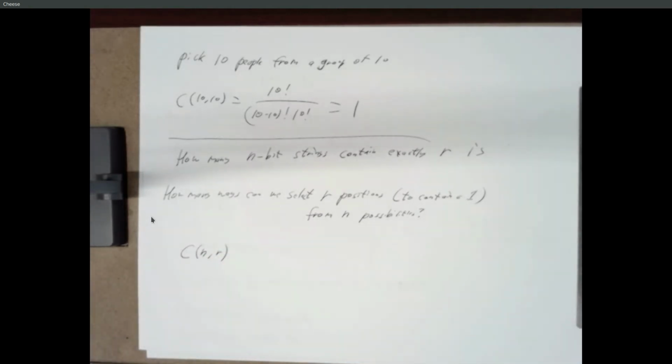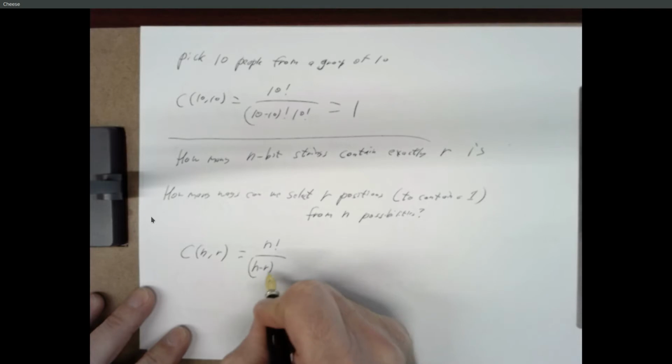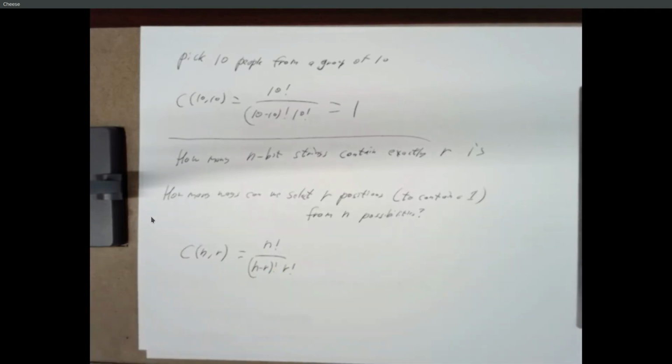And the order that we pick these r positions doesn't matter. If I say I'm going to put a 1 in bit positions 3, 4, and 7, that's the same as if I say I'm going to put a 1 in bit positions 7, 4, and 3. Right? So the order in which I pick these 3 bit positions makes no difference. So it's a combination question, not a permutation question. And this is n factorial over (n minus r) factorial times r factorial.